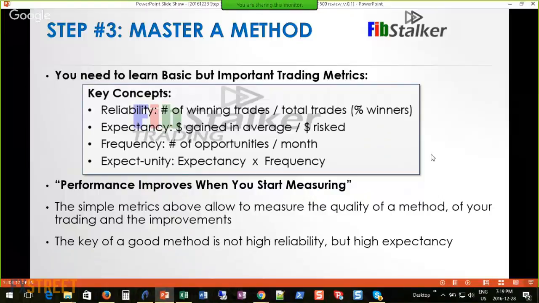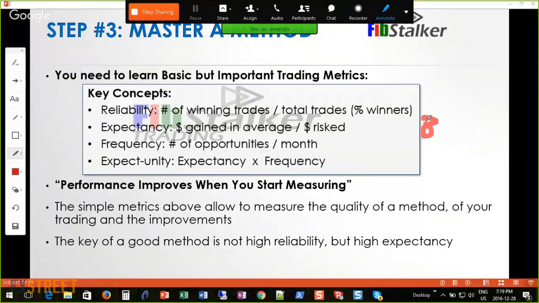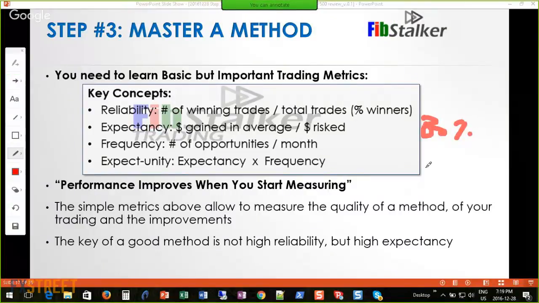So the key of a good method is not really the high reliability, but high expectancy. I mean, we can have methods that win a lot, let's say 80% of the time, but they're very poor in their expectancy, while we might have systems that win only 50% of the time, and they can have an expectancy which is 1 or bigger.